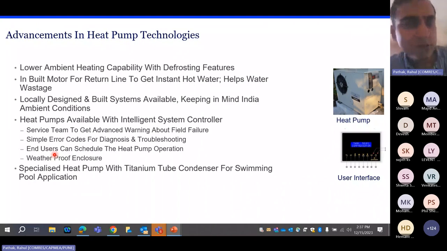Defrost system also we talked about. So many of the latest heat pumps are now available with the 4-way valve. So look for the 4-way valve defrost system in a heat pump. This is interesting. Inbuilt motor for a return line.